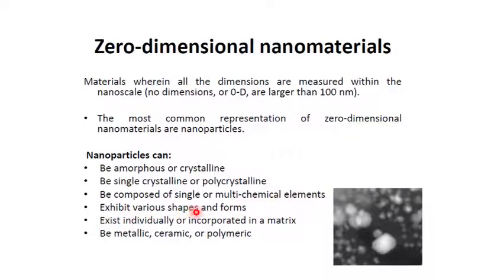They exhibit various shapes and forms. They may be in sphere form, or they may be in other forms. They exist individually or incorporated into a matrix. Nanoparticles can exist individually and they can be incorporated into a matrix to form a composite. Their nature can be metallic, ceramic, or polymeric.